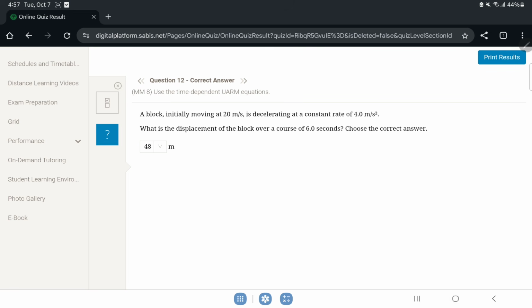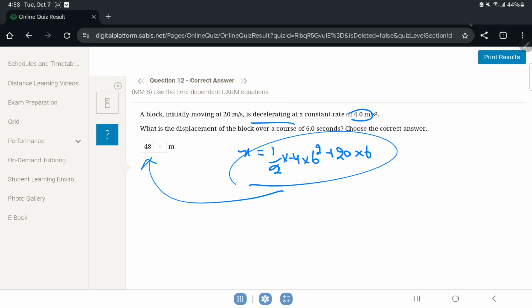Okay. They want the displacement of the block. We have acceleration, we have this, so we use UARM. The most obvious rule when we see all of these variables, we have four things we need to know. We use the longest one, x is equal to 1 over 2 at squared plus v initial t plus x initial. That's the acceleration. It's 4, but it's decelerating, so negative 4. What's the time? 6 squared. What's the v initial? So 20 times 6 plus x initial is 0. Plug this into the calculator and you will get 48.